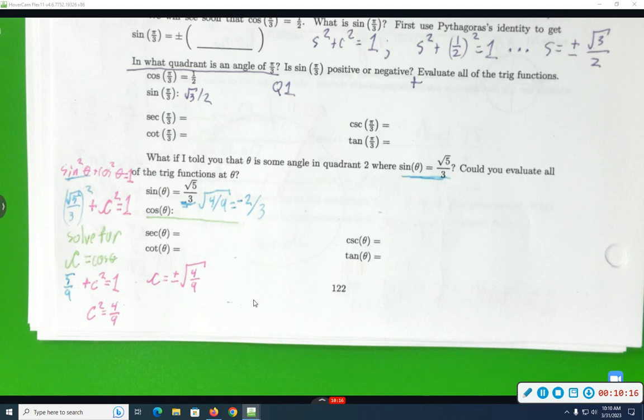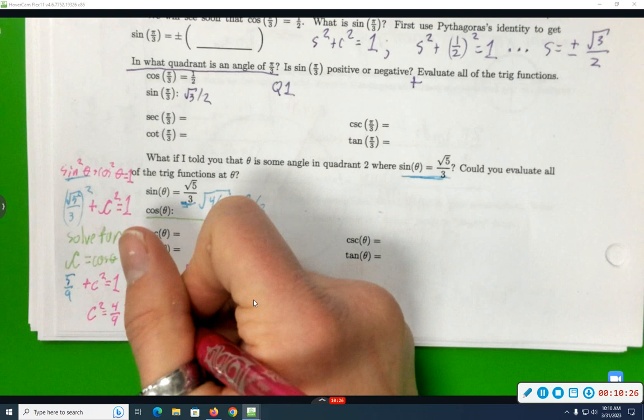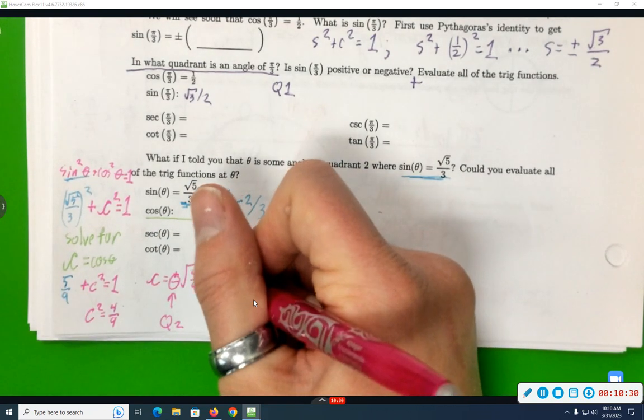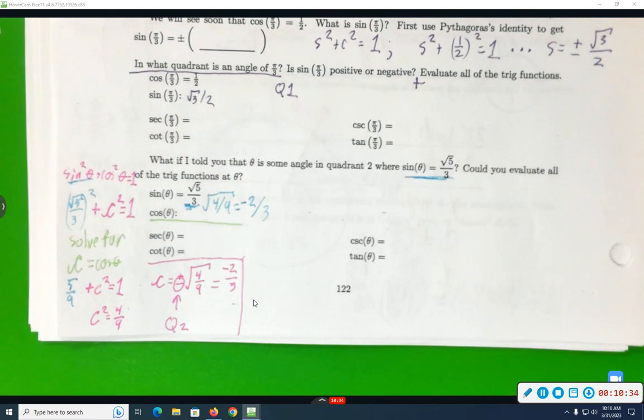Quadrant 2, quadrant 2. This angle's over here. So the x value, which is cosine, will be negative, because it is in quadrant 2, and we've already explained the square root of 4 ninths is 2 thirds. Alright, so we have cosine. Cosine is negative 2 over 3.